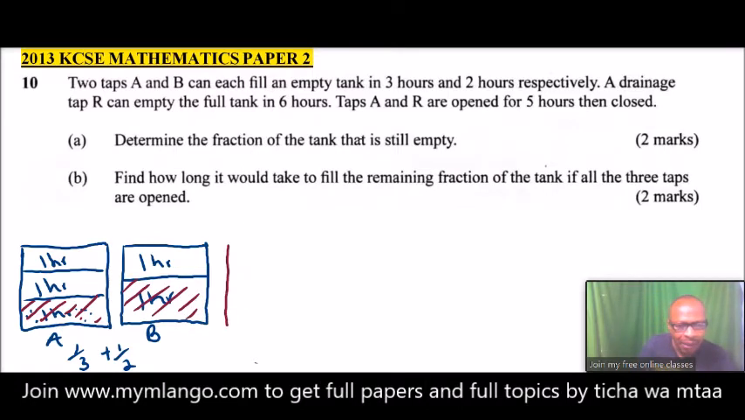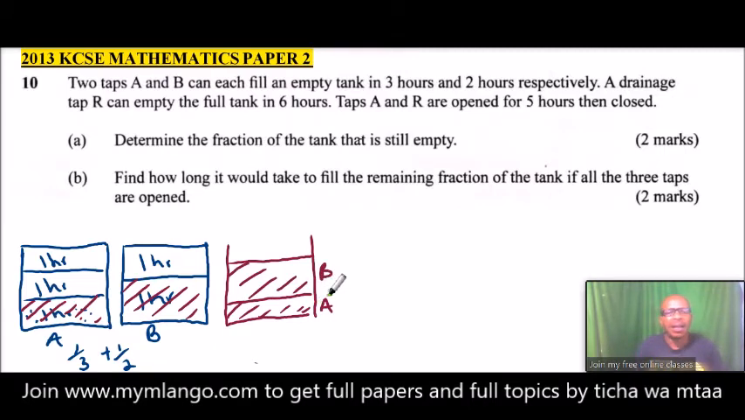So it means our tank will have this third, like that. This is water, and then a half of it. So this is what will be filled by A, and this is what will be filled by B. I think that once you understand that, then this question will be very easy for you.